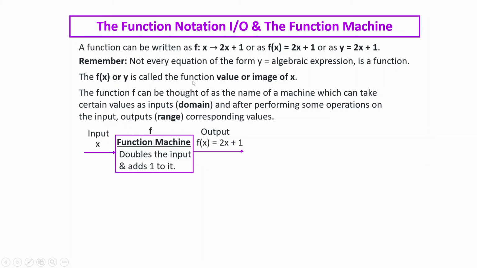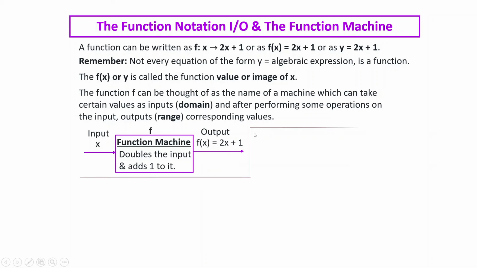See, this is the function value. So f of x is the function value or image of x. This means that there is a function machine named f. And from this function machine named f, first of all, we are inputting x to that function machine. And from this function machine f, we are getting the corresponding output as 2x plus 1. This is the meaning of this statement. Okay? When x is inputted to this function machine f, we get the corresponding output as 2x plus 1.